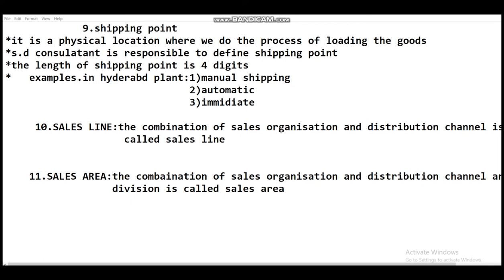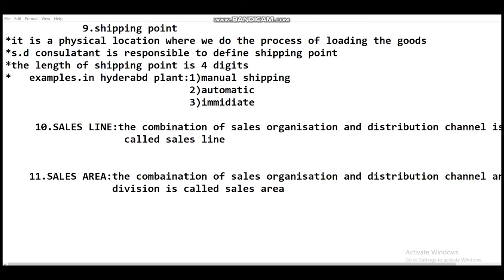What is the immediate shipping point? Sometimes we need emergency shipping points. Some vehicles come to the immediate shipping point where we can load the goods in an immediate way. So that is nothing but emergency shipping points. For example, a few vehicles come from different places. One is from Hyderabad, one is from Bangalore, one is from Kolkata, Karnataka, like that. There we divide the priorities.